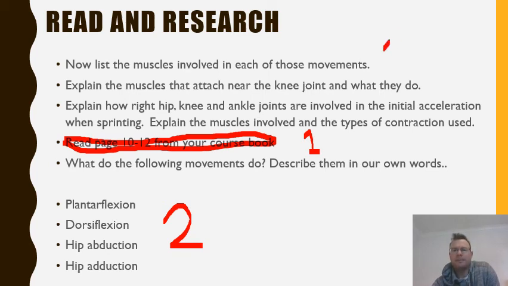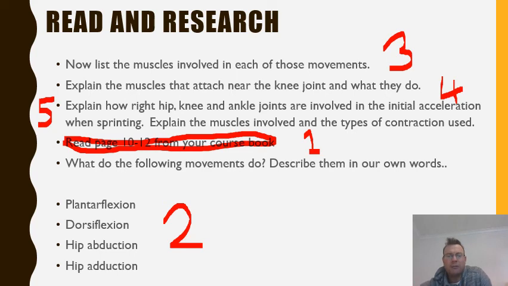Number three, you're going to list the muscles, or you're going to find the muscles involved in each of those movements. Number four, you're going to explain the muscles that attach near the knee joint and what they do. So this is a slightly extended answer. And then number five, you're going to do this one.